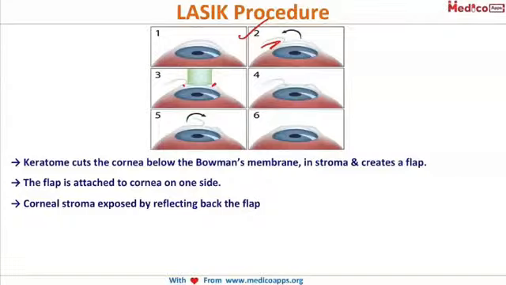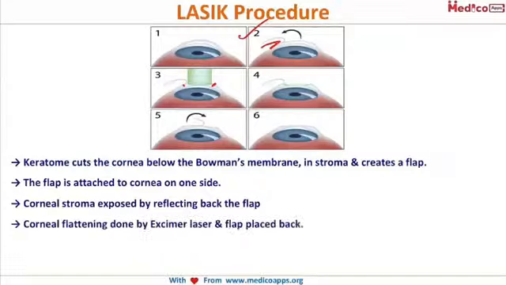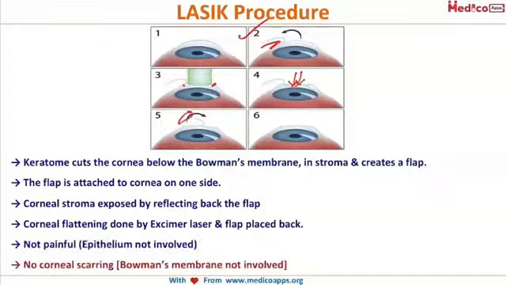Once the flap is reflected back, this Excimer laser is used to ablate the cornea. Once the ablation of the corneal stroma is finished, the flap is placed back into its position and it heals back naturally. So we have seen that it is eliminating the pain and corneal scarring. Is this procedure clear?